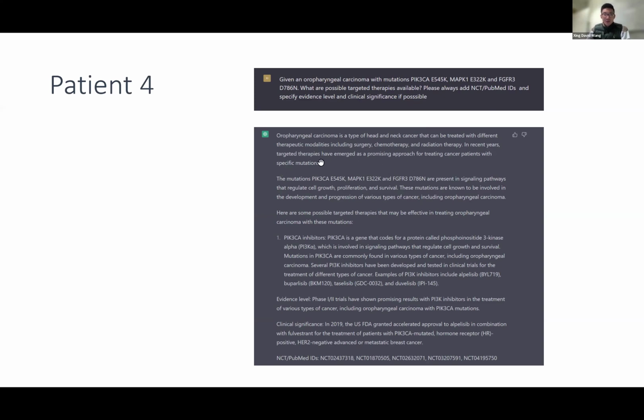First, it gave a little introduction on what type of cancer it is. And then the interesting part, it described possible treatment options for the mutations. For the PIK3CA mutations, it suggested PIK3CA inhibitors. And in the line here, it showed, okay, alpelisib, inavolisib, or taselisib as potential options. And then it added evidence levels and PubMed IDs to it.